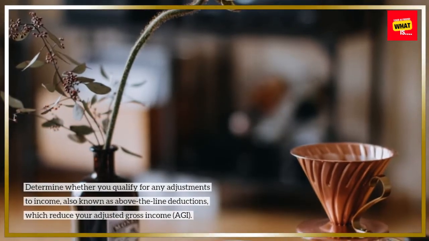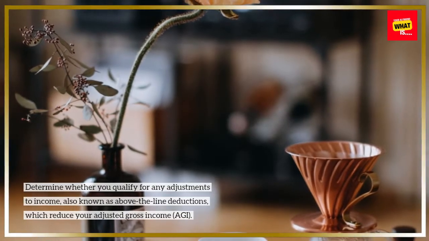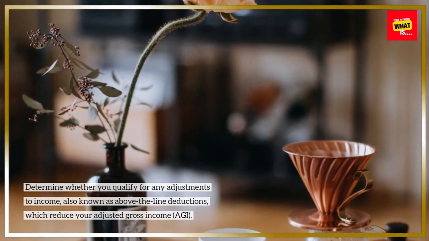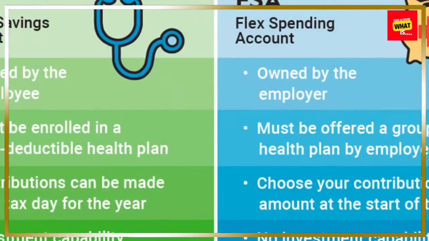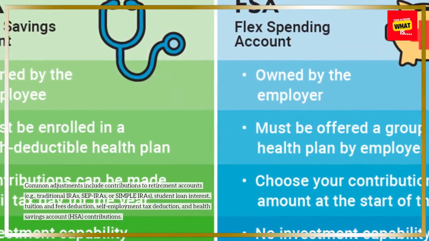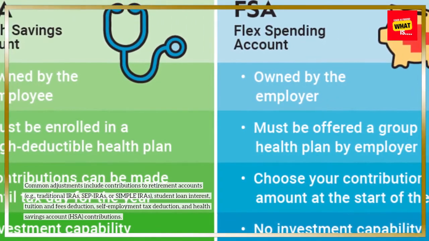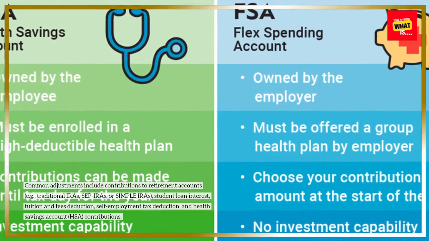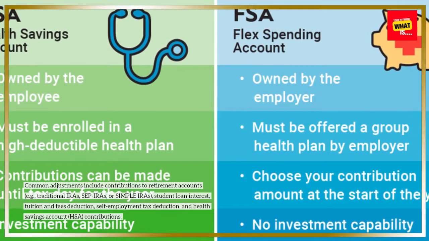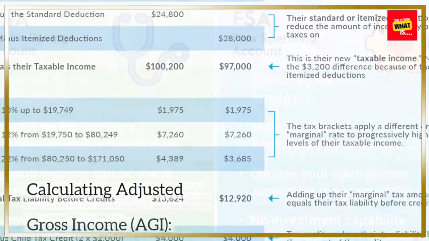Identifying adjustments to income. Determine whether you qualify for any adjustments to income, also known as above-the-line deductions, which reduce your adjusted gross income, AGI. Common adjustments include contributions to retirement accounts, e.g., traditional IRAs, SEP IRAs, or SIMPLE IRAs, student loan interest, tuition and fees deduction, self-employment tax deduction, and health savings account, HSA, contributions.